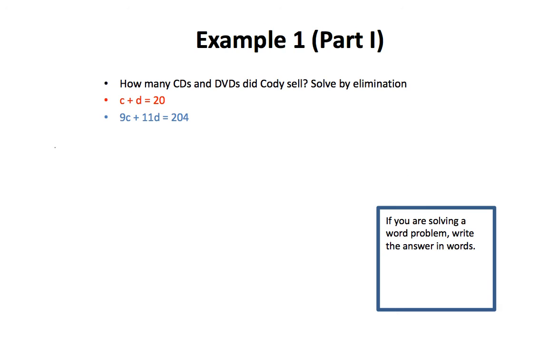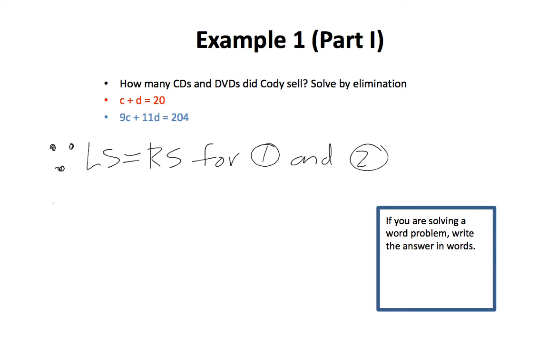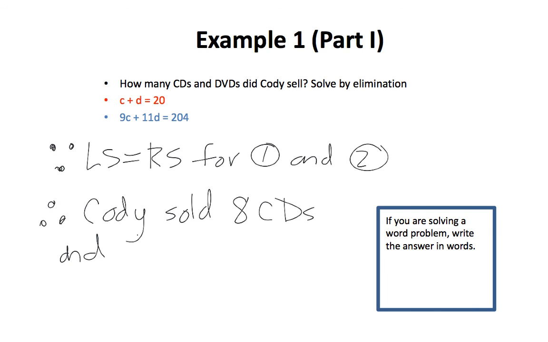Finally, we need a concluding sentence. So, since left side was equal to right side for equation 1 and equation 2, therefore, Cody sold 8 CDs and 12 DVDs.